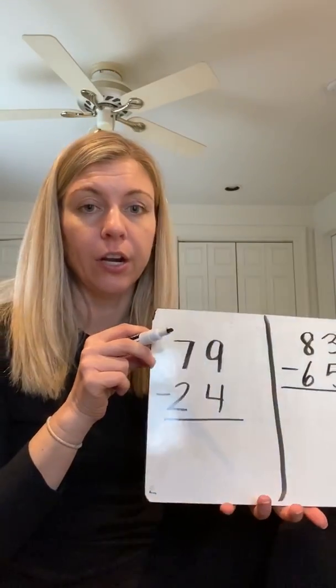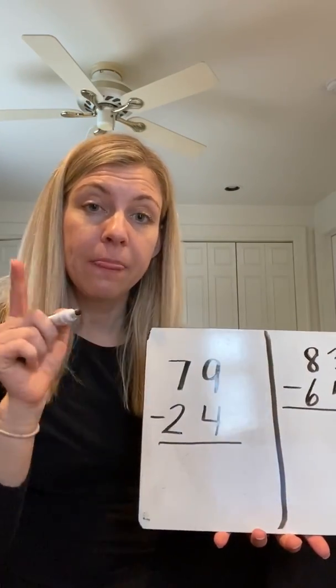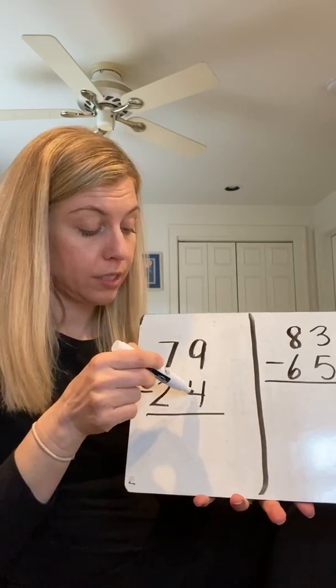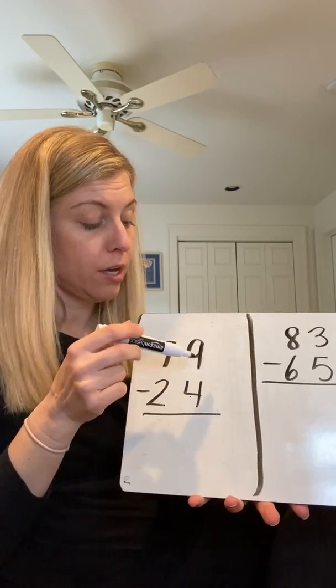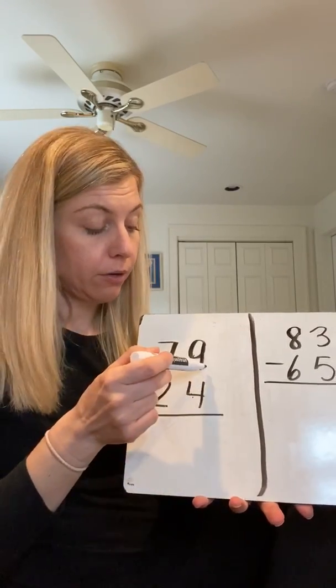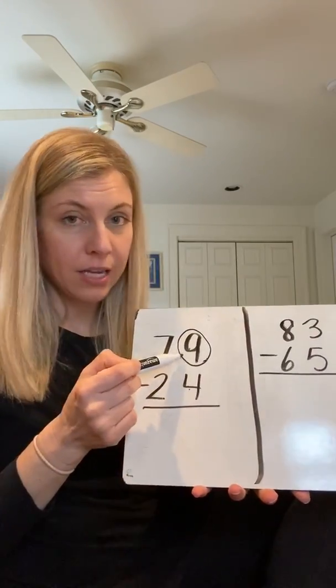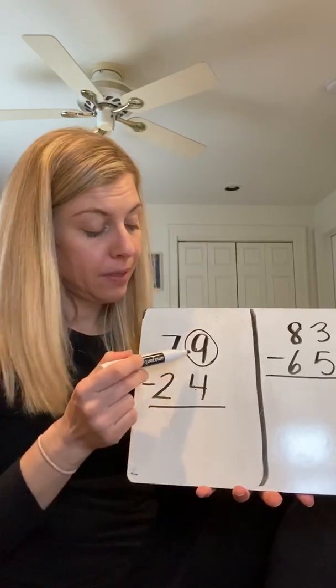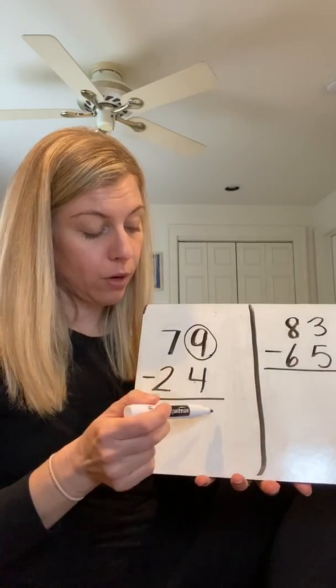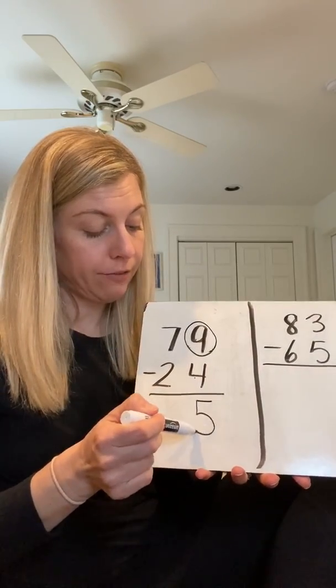Let's start over here. Step 1, look at the ones. Okay, here's the ones, 9 and 4. Circle the bigger number, okay? 9 is the bigger number. So, more on top, no need to stop. 9 take away 4 is 5.